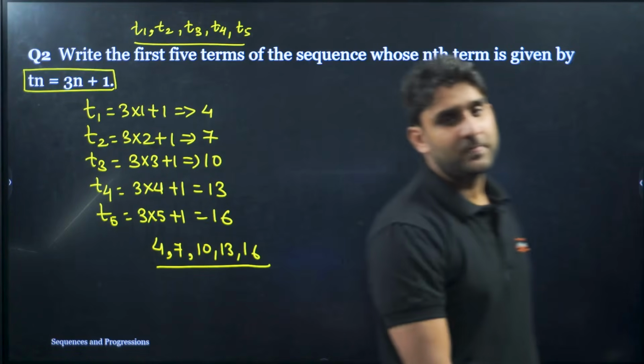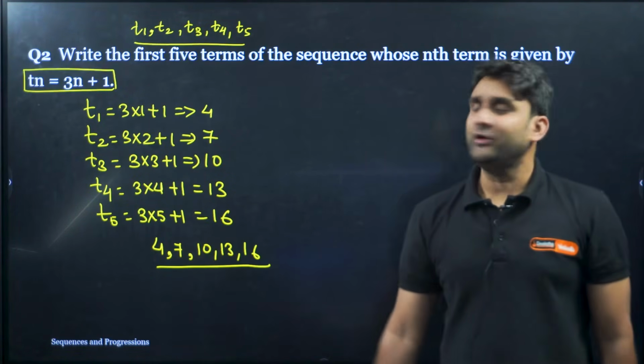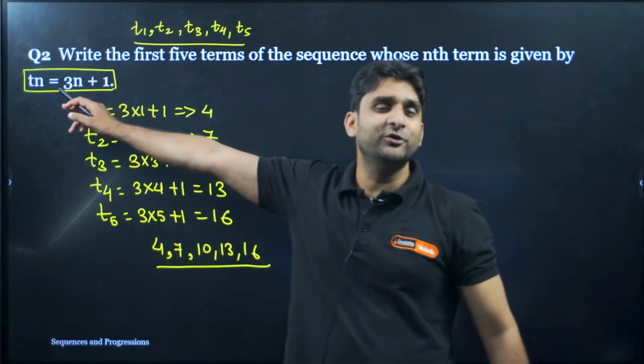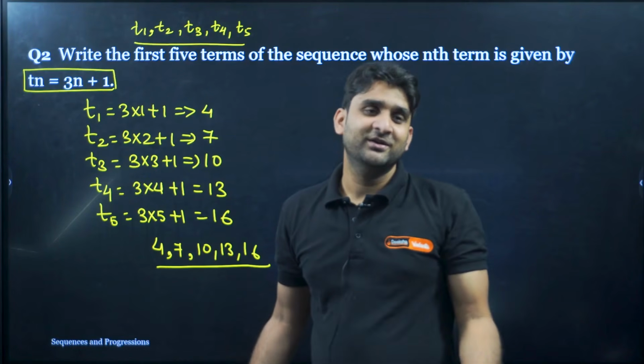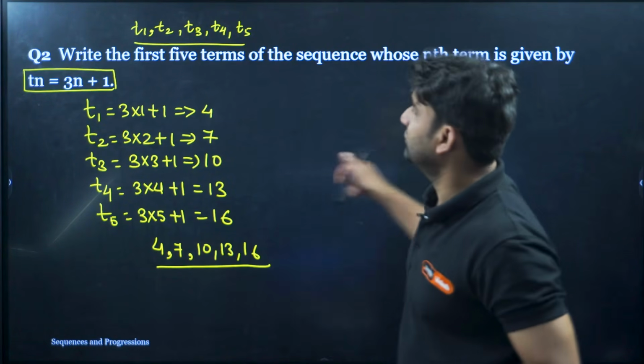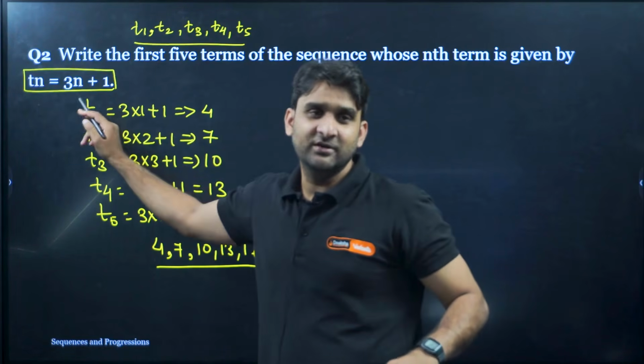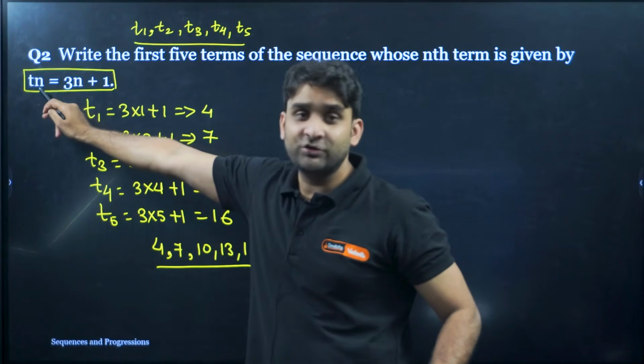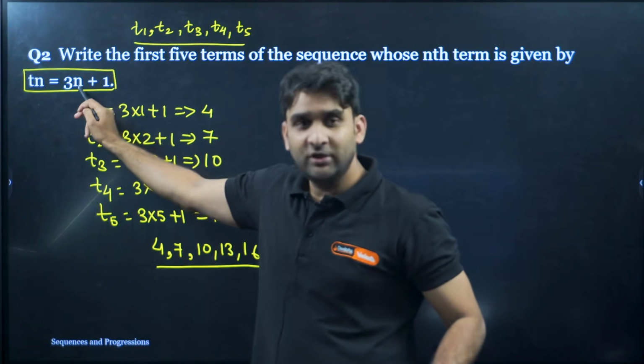Clear, everyone? So if the nth term is given to you, you can find any term. You just need to replace n by any number, simple. The number will be replaced on both sides. If you are writing 3 at the place of n here, you have to write 3 here also.